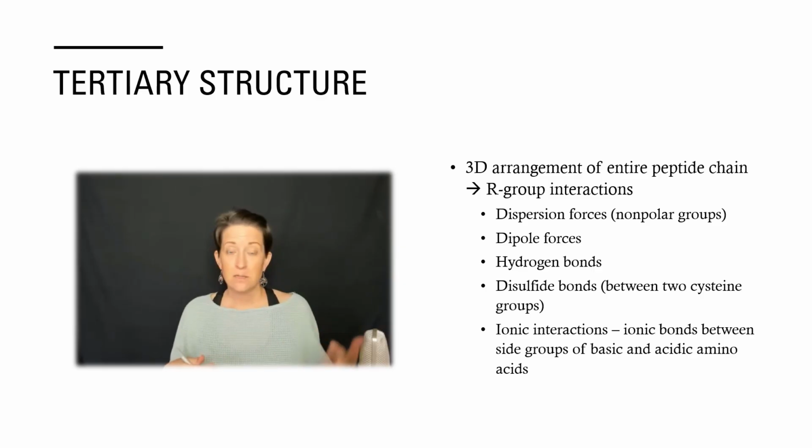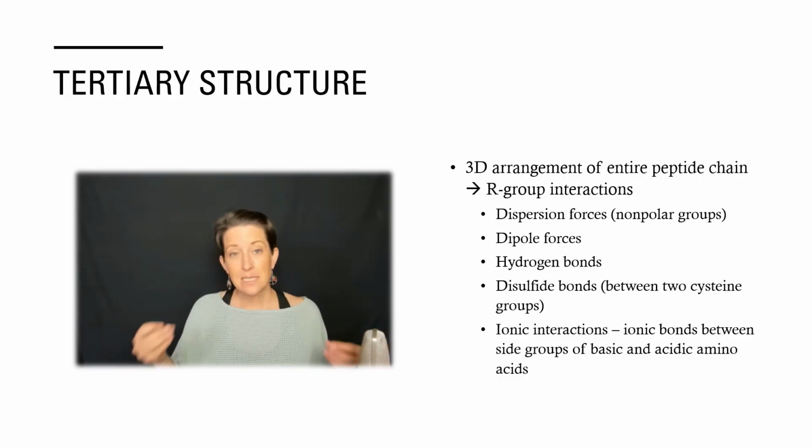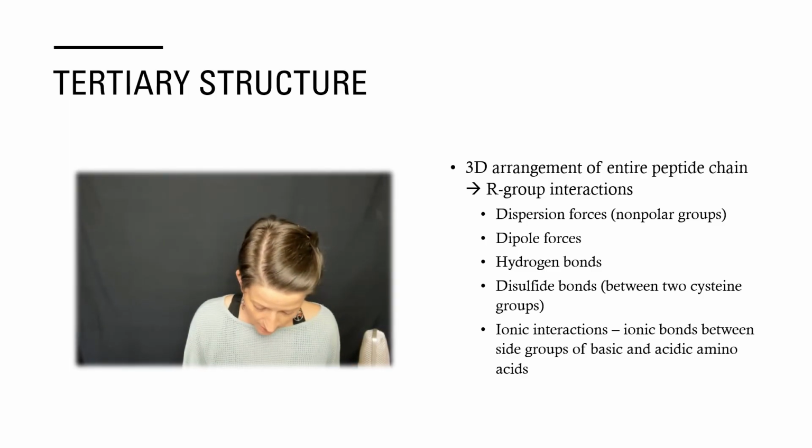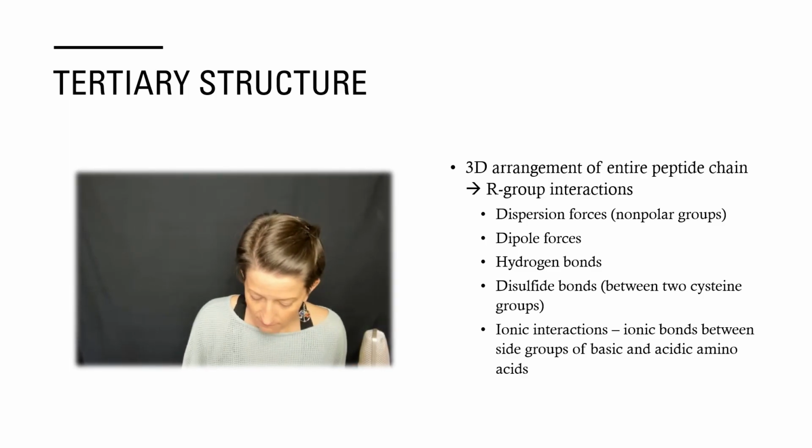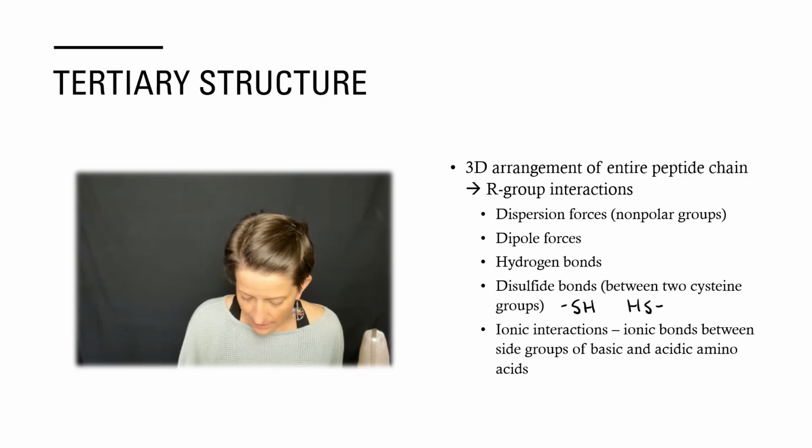Dipole-dipole forces, we're going to need a polar group like a sulfur or our amides that can then interact with our dipole interactions. We can have hydrogen bonding with any of our alcohol groups. We can form disulfide bonds. This is pretty unique to proteins. What a disulfide bond is when we have those thiols. So thiols are an SH group.